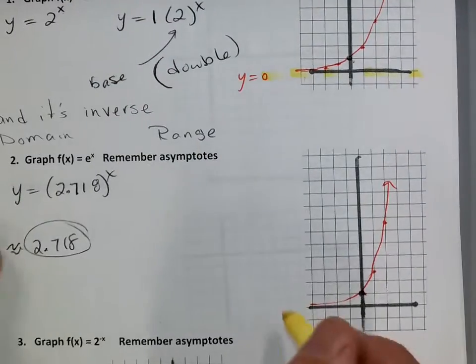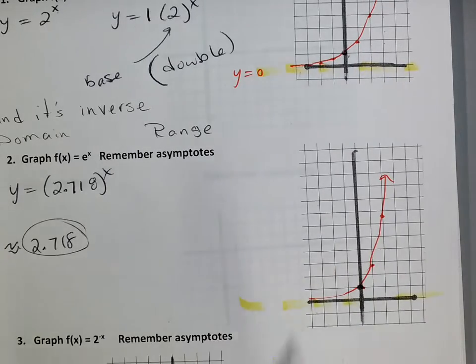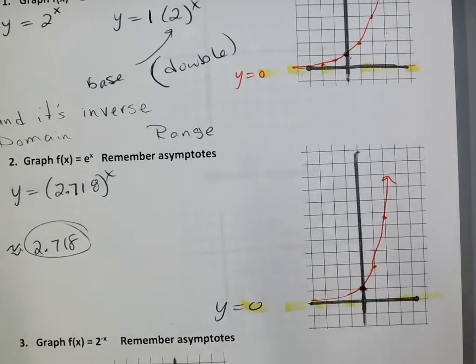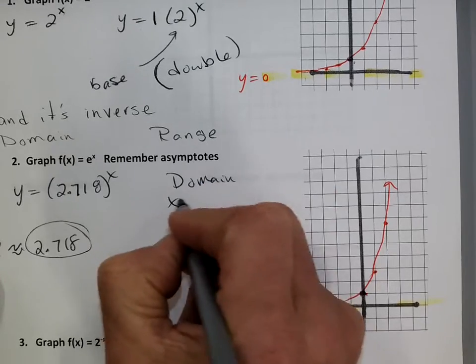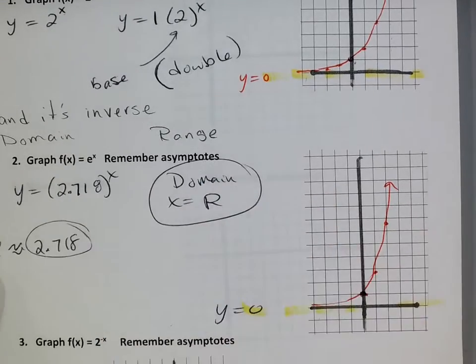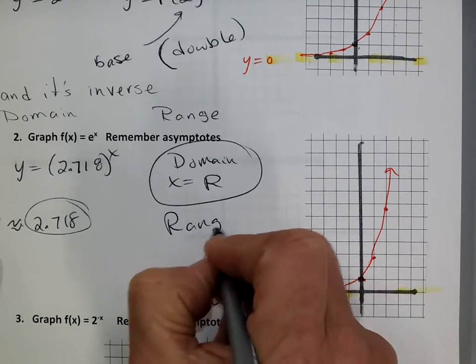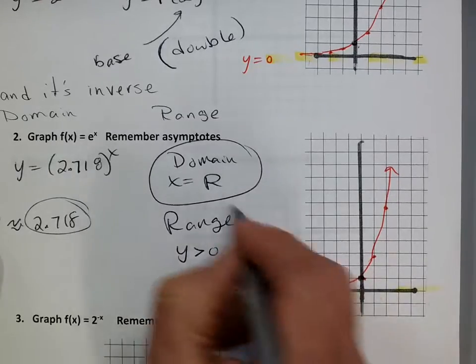Horizontal asymptote, yep, it has a horizontal asymptote at y equals 0, okay? Range and domain, we know the domain for both of these is x equals all real numbers, right? And we know the range for both of them is y is greater than 0 because it never touches 0, okay?